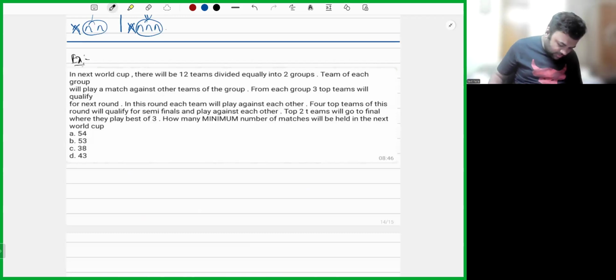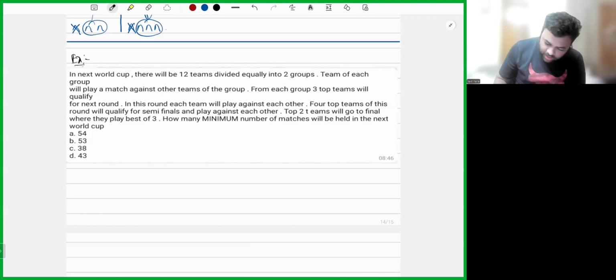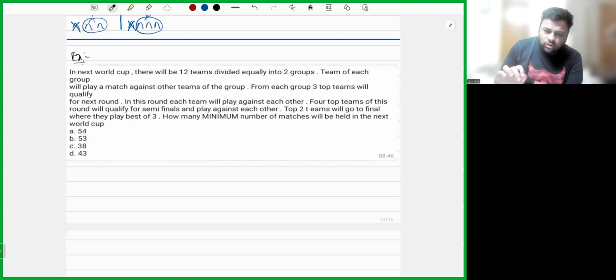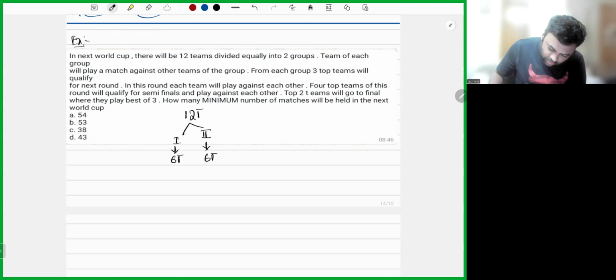If you didn't get it also, it's completely fine. If you got it also, it's completely fine. Now, he's telling in the next World Cup, there will be 12 teams divided into 2 groups. See here, there are 12 teams divided into 2 groups. First group, second group. Obviously, first group contains 6 teams, second group contains 6 teams. Team of each group will play a match against other team. From each group, top three teams will qualify.